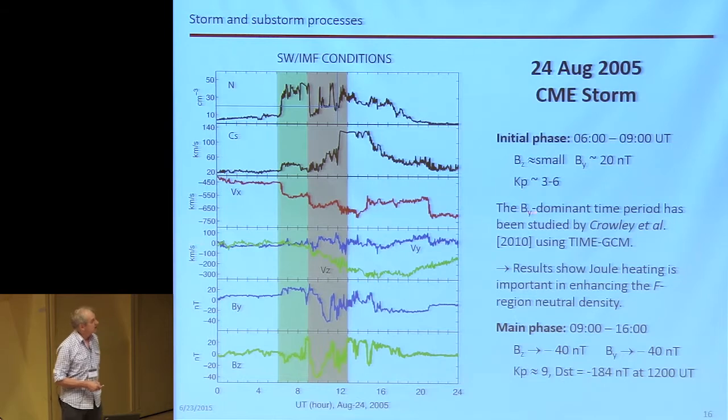So this is a fairly well-studied storm. It was studied by Crowley et al. using TIME-GCM, and they found that the BY dominant period, the green bar here, had Joule heating associated with it that enhanced the F region neutral density. This is not the plasma density, but the neutral density. And so for this initial phase from 6 to 9 in the green here, BZ is small and BY is dominant, 20 nanotesla, quite large. In the main phase, they're both very large, and the Kp is 9, Dst is, a fairly significant storm.